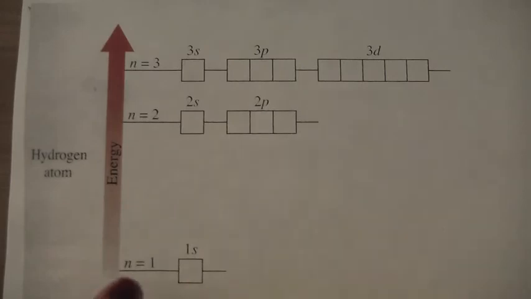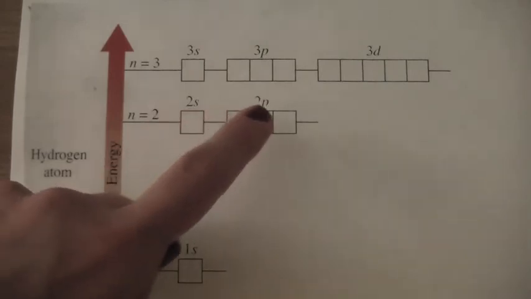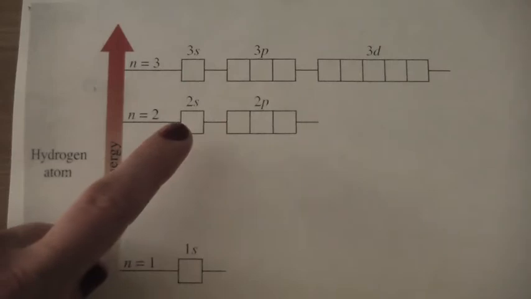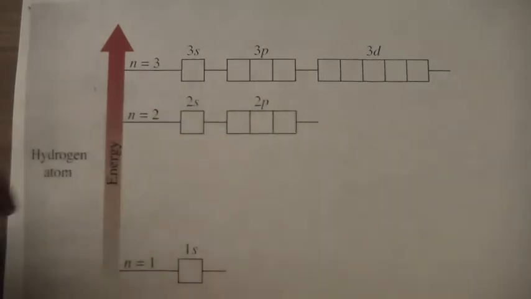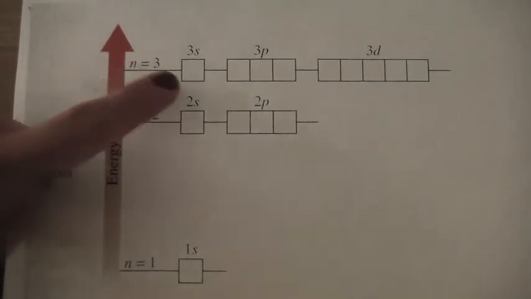So again, look at the principal energy level. N equals 1 has one orbital and one sublevel. The sublevel is S, and it has a 1s orbital. This box represents an orbital. At n equals 2, there are two sublevels, an s sublevel and a p sublevel. At the s sublevel, there is one orbital. At the p sublevel, there are 1, 2, 3 orbitals. At n equals 3, there are 3 sublevels.